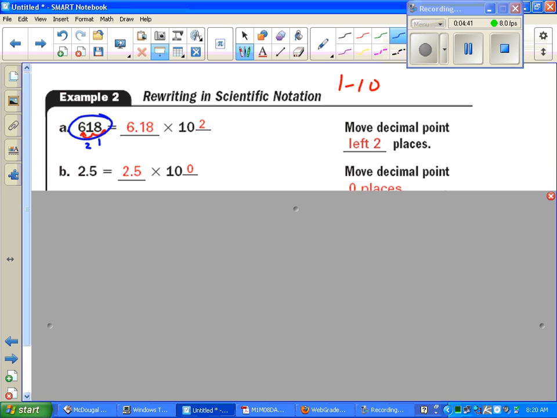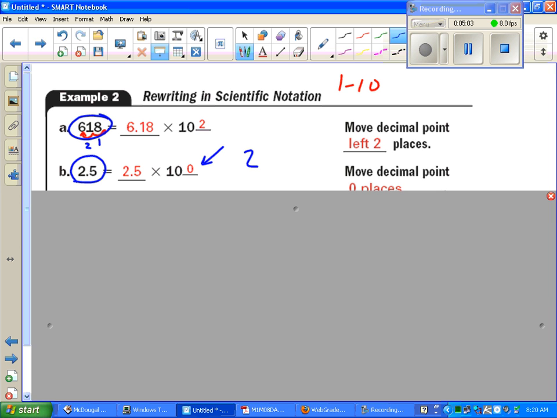For the second one, 2.5 times 10 to the 0. Notice 2.5, see something like that. That number is already between 1 and 10. So you're not going to move the decimal at all. If you don't move the decimal at all, don't represent it with anything. Represent it with a 0, because if you leave it as 10 to the first power, then that means move the decimal one time.